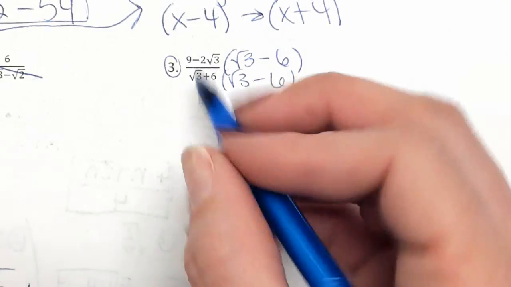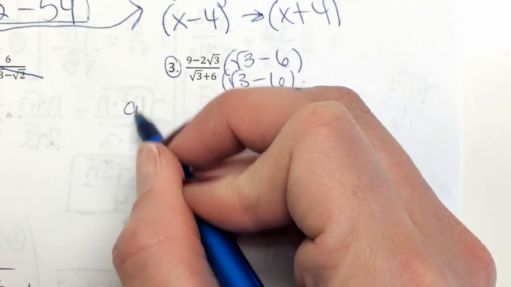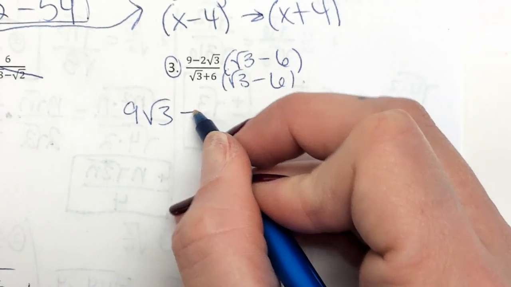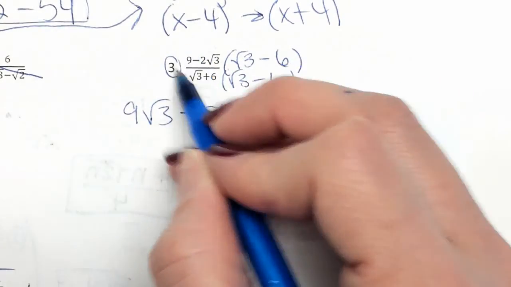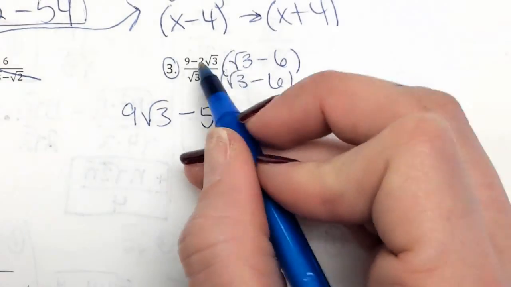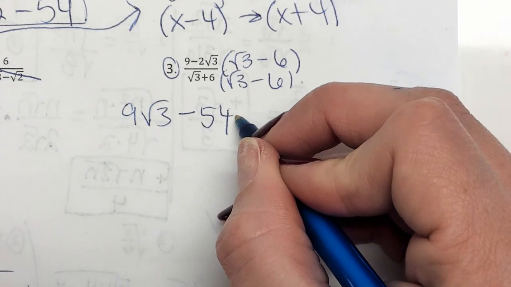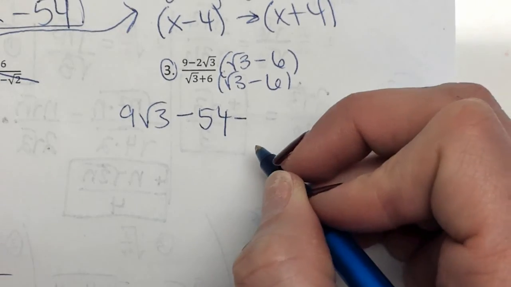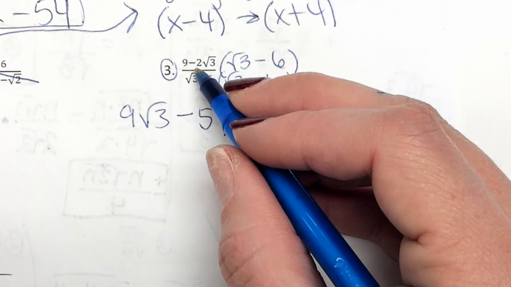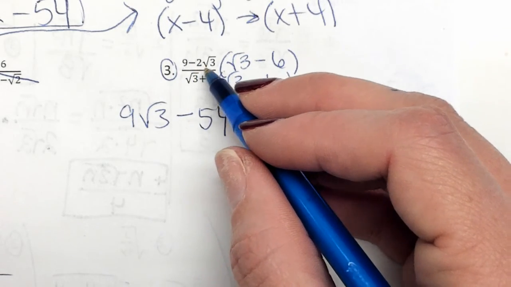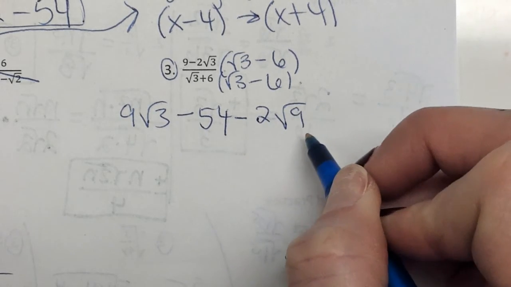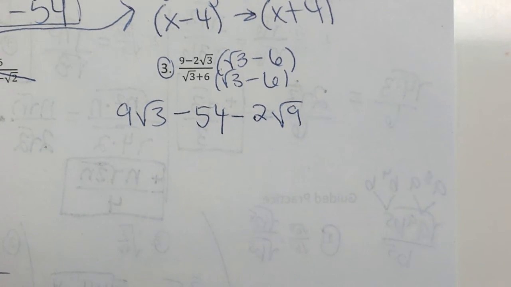Alright, first terms would be what? Yes. Outer? Good. So 9 and negative 6 were the outer terms. So 9 times negative 6, negative 54. Inside? Yes. Alright, explain how you got that. Times this. Good. Everybody see that? If not, you could just write negative 2 square root of 9, and then simplify from there, if that's confusing.